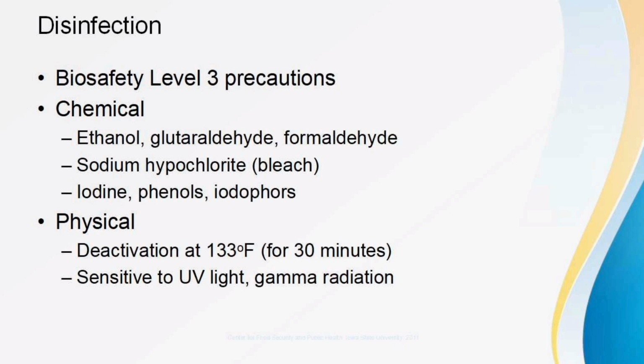Biosafety level 3 precautions and practices are recommended for investigators working with this virus. Areas and equipment that have been potentially contaminated with Japanese encephalitis infected tissues or blood can be disinfected with chemical agents such as 70% ethanol, 2% glutaraldehyde, or 3 to 8% formaldehyde. Additionally, 1% sodium hypochlorite or bleach, iodine, phenol, iodophores, and organic solvents or detergents may be used. Physical deactivation occurs in 30 minutes at 133 degrees Fahrenheit. The virus is also sensitive to ultraviolet and gamma radiations. However, the virus can survive for long periods in mosquito eggs.